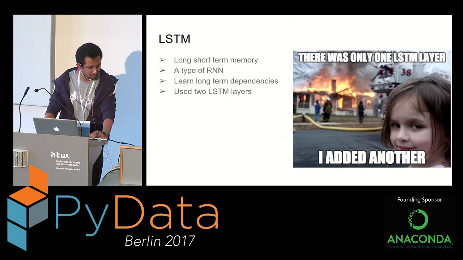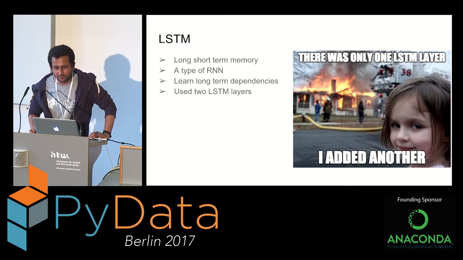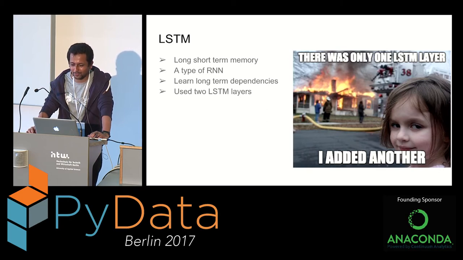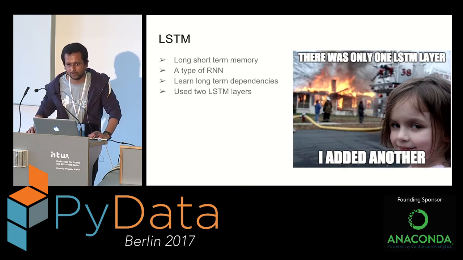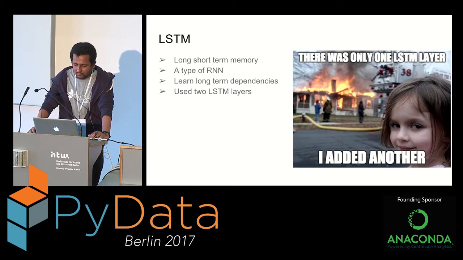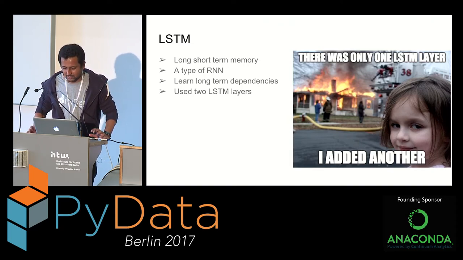So LSTMs. There are two ways to feed time series data into neural networks. You can either have a network for every time step, or you can use a windowed approach. The windowed approach is answered by LSTMs, long short-term memories. It's a type of recurrent neural network that learns long-term dependencies. It was invented in 1997 by Schmidhuber and has been extensively used in NLP tasks since then.